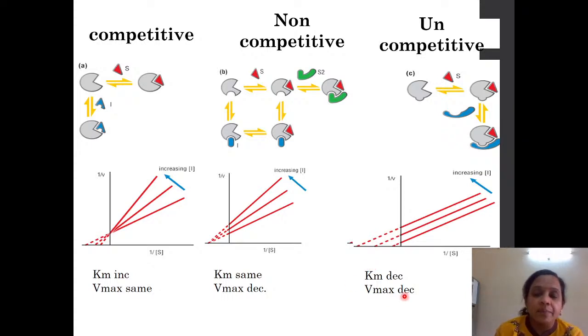Now, in the case of uncompetitive inhibition, the Km value will decrease and the Vmax value will also decrease.